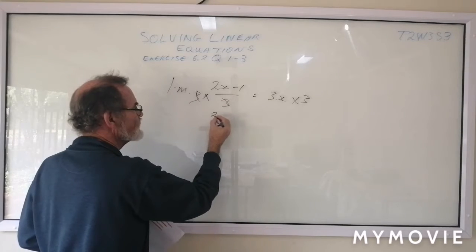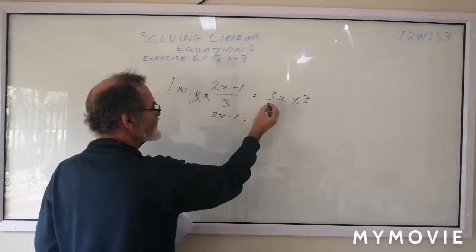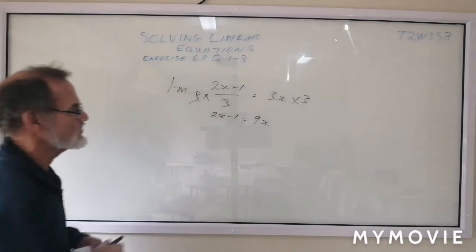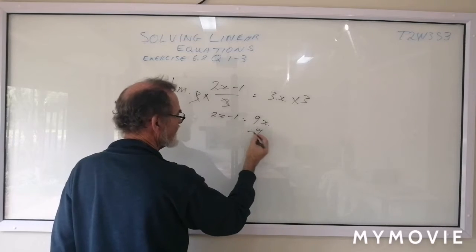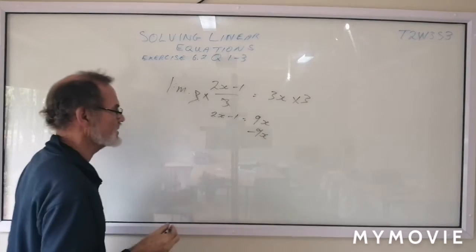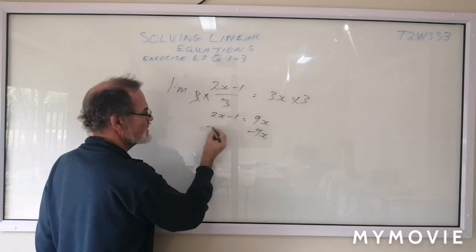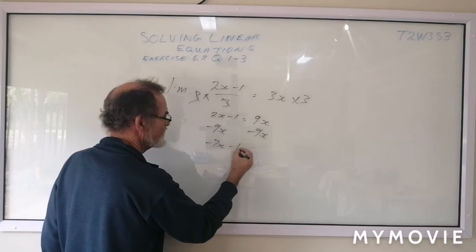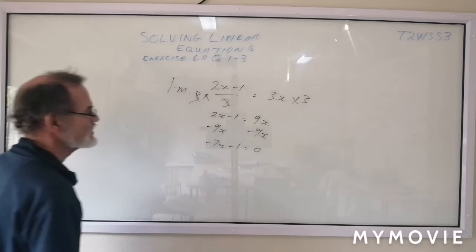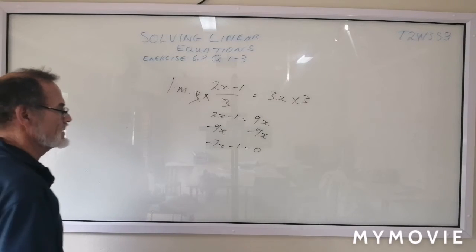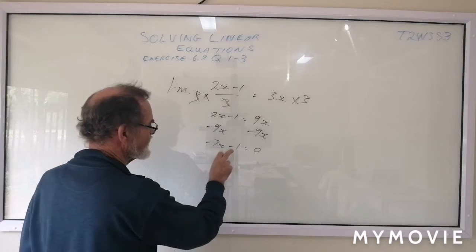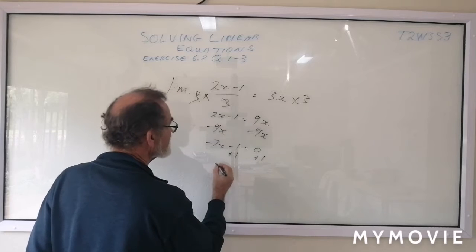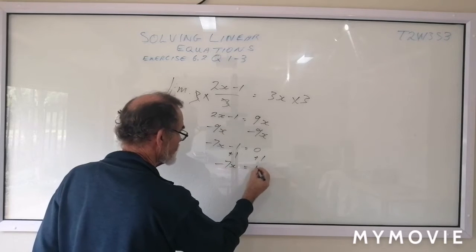These 3's cancel, we're left with 2x minus 1, which is equal to 3 times 3 is 9, and we still have the x. Right, so now we've got to subtract 9x from both sides. We subtract the whole thing, 9x, and we're left with minus 7x minus 1 equal to 0. Okay? So now we've got to add 1 to both sides to get rid of this 1. So we add 1 here, and we add 1 here, and we got minus 7x equal to 1.